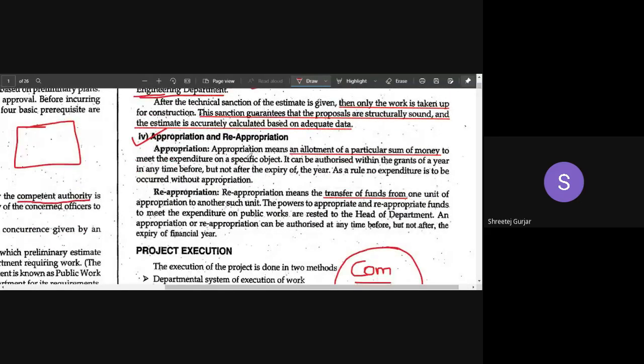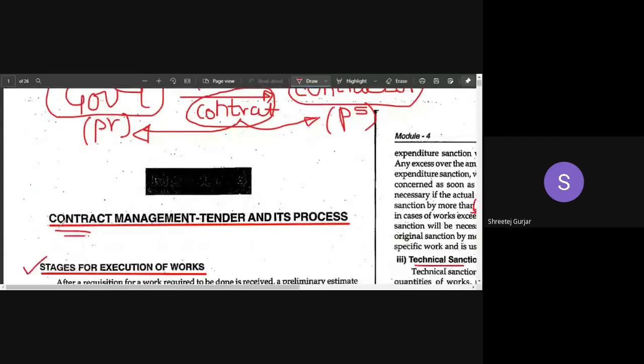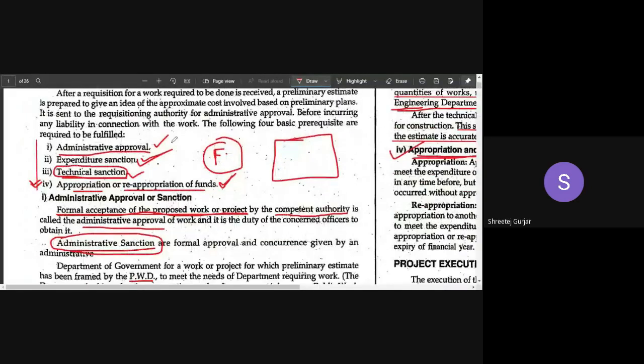Okay, so regarding reappropriation and appropriation, we will cover this in the next class. So I hope you have understood what is meant by contract, what the various stages of execution of work are, and the various approvals that need to be taken before we start any work. Okay, so we have studied administrative approval, expenditure approval or financial approval, and then technical sanction. We have studied these three. The last one, that is appropriation or reappropriation of funds, we will study in the next class.